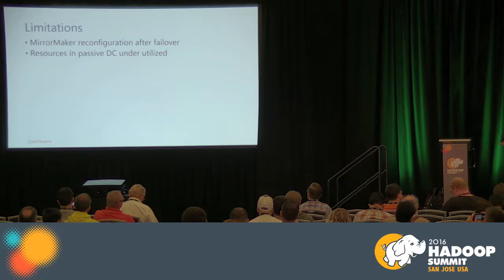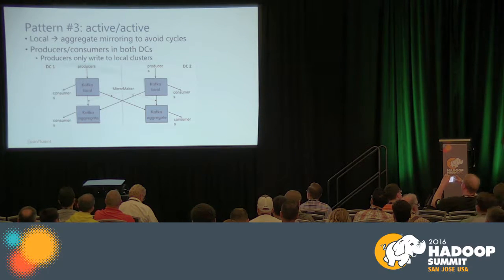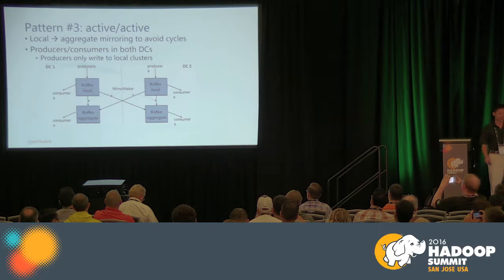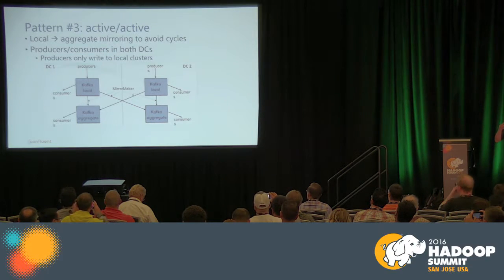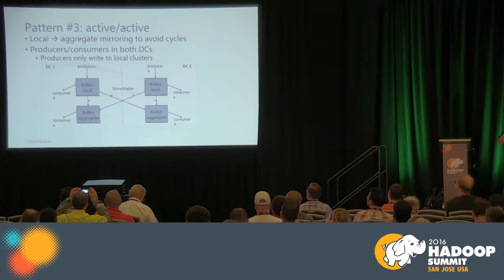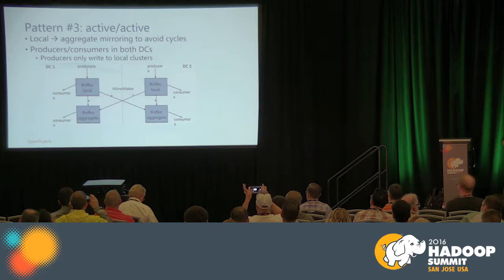Okay, so the next pattern we'll talk about is where we're trying to see if we can improve that a little bit. This is a pattern we call active-active. To set this up, one of the changes you have to make is that per data center you now have to set up 2 independent Kafka clusters. One is called a local cluster. The other is called aggregate.